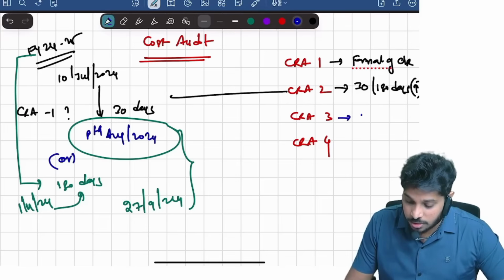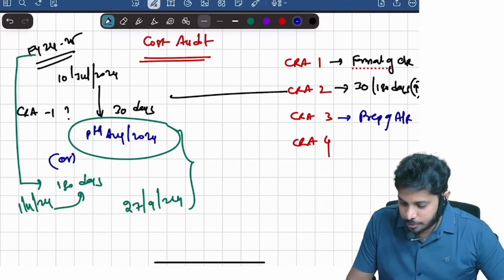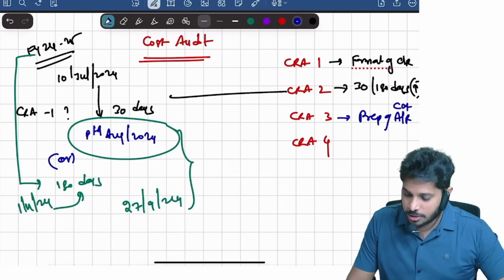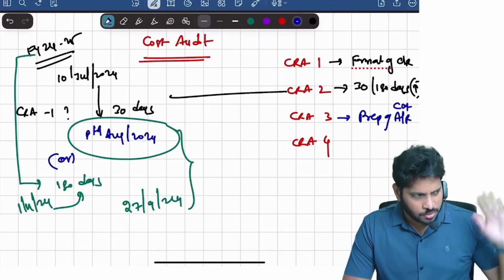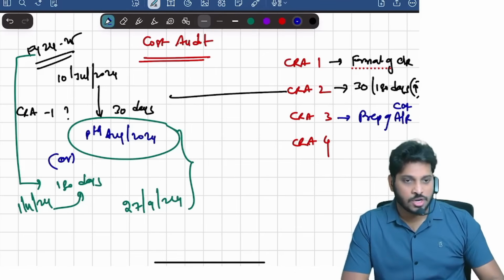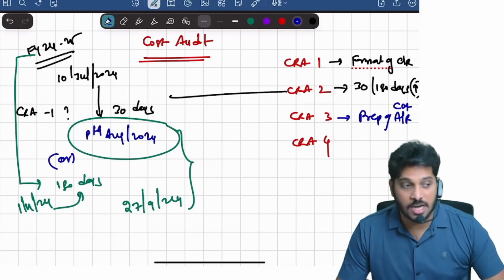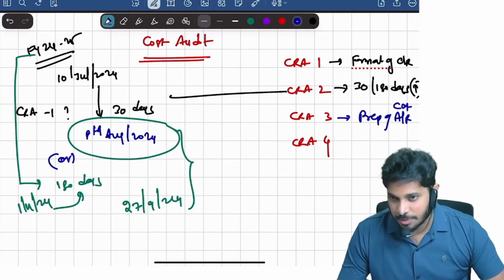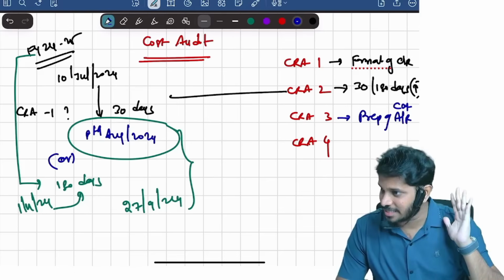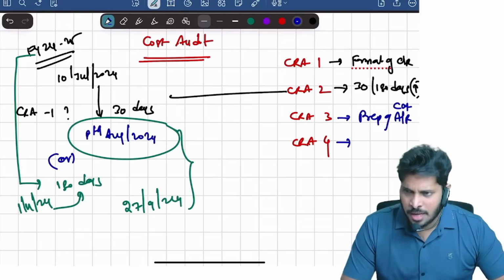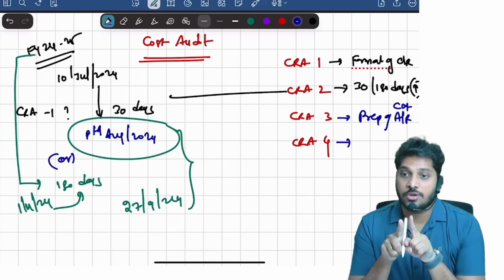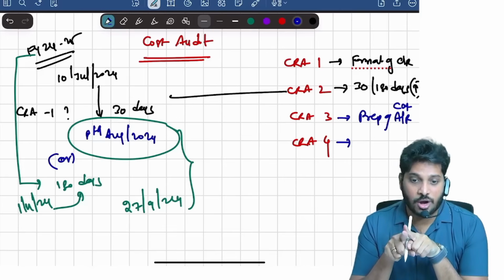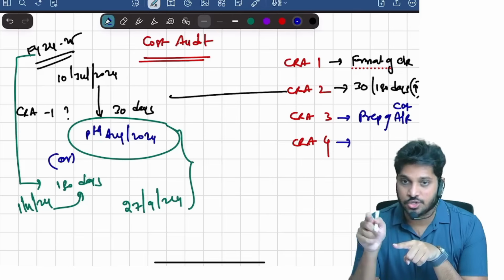Next, what is CRA3? CRA3 talks about preparation of the audit report. Which audit report? Cost audit report. What is the format in which the cost audit report has to be prepared? CRA3 format. Correct? By the way, CRA3 format is the audit report format, right? By when must the cost audit report be submitted? Before the auditor's appointment expires.